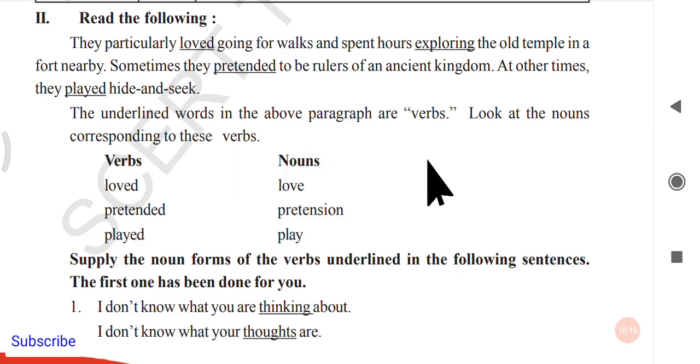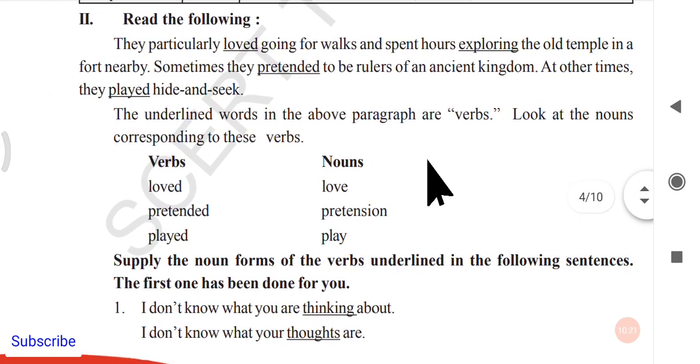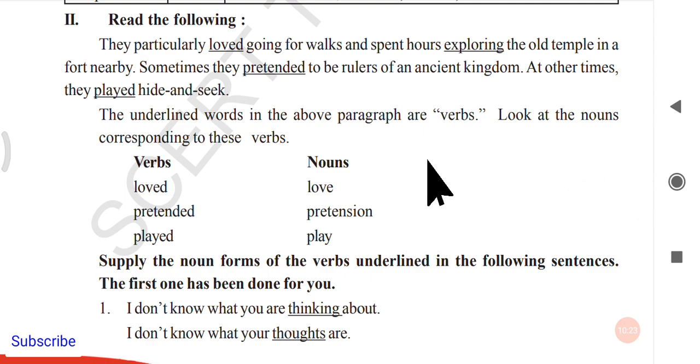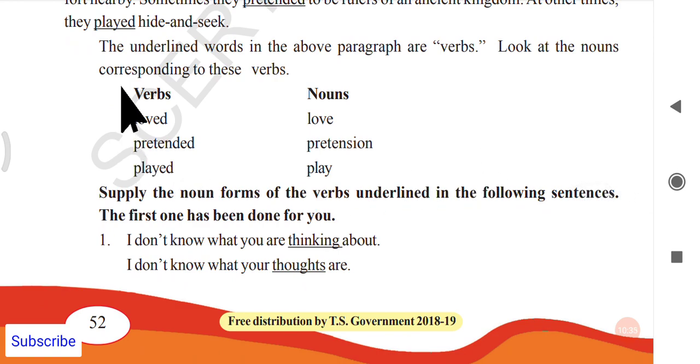So we have verbs as well as nouns. There are some words which arise from verbs and change into nouns also. Few verbs in English have noun forms, few do not. So let us see what they are. A few are given here. Verb is loved, noun is love. Pretended, pretension. Next, played, play. Very simple, right? So these are all noun forms, these are all verb forms.